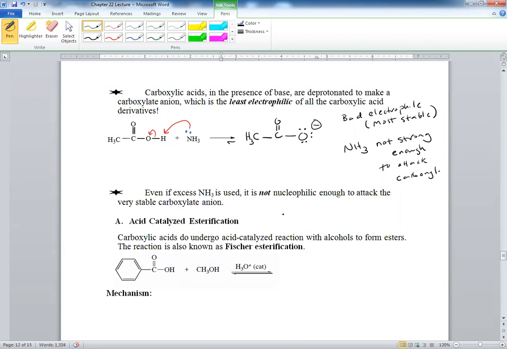Now, your book may give you an example of using some novel reaction. But again, just in general, the reaction won't take place. It's a very, very bad reaction because, again, you're making the carboxylate anion, and that is the most stable, least electrophilic of the carbonyls.